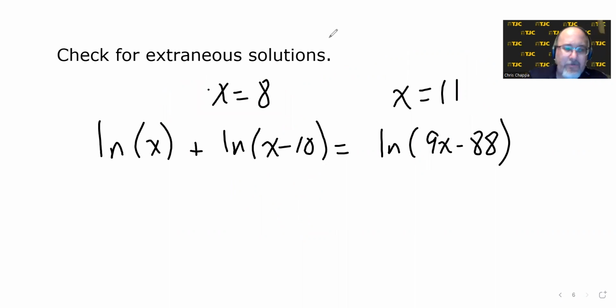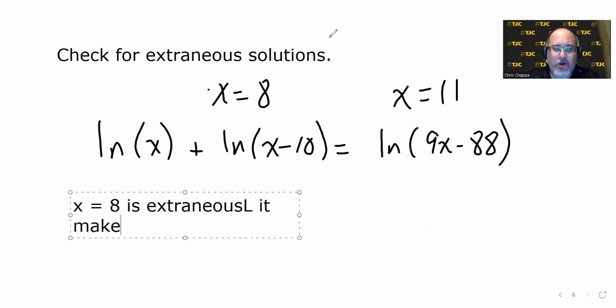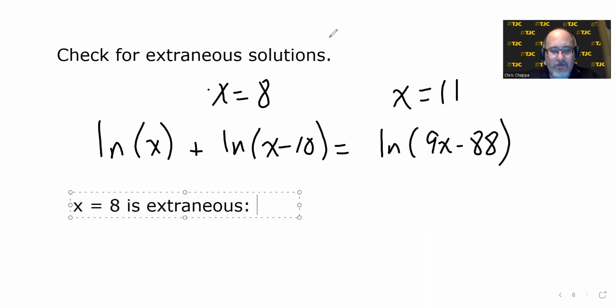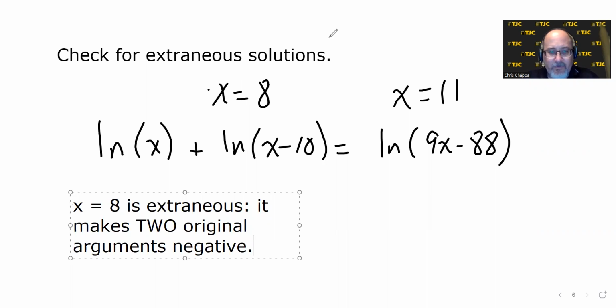Let's type that down here. X equals 8 is extraneous. It makes 2 original arguments negative. So we have to throw it out.